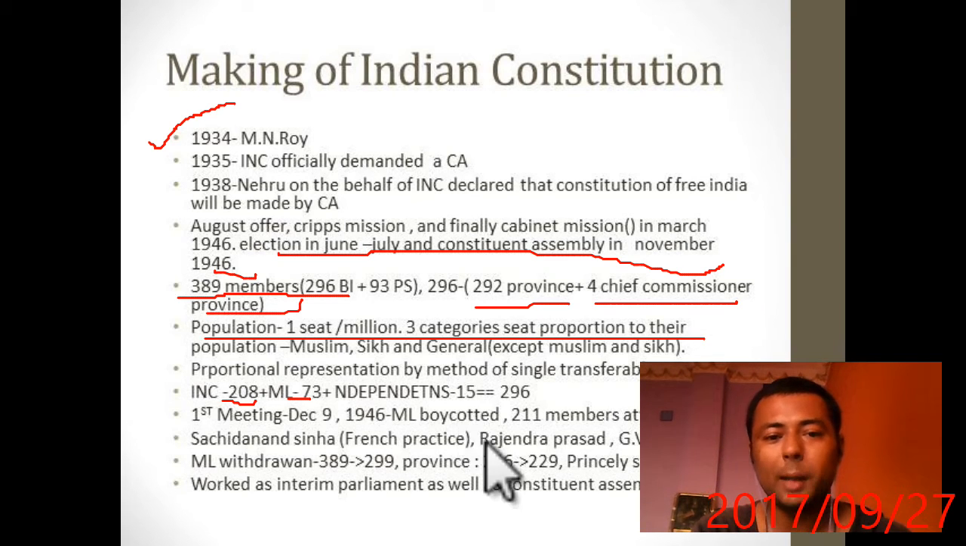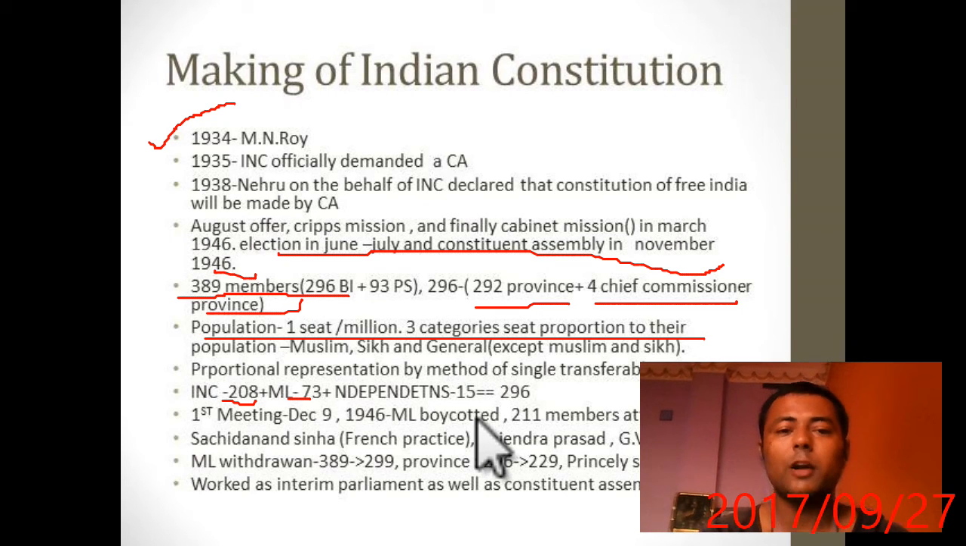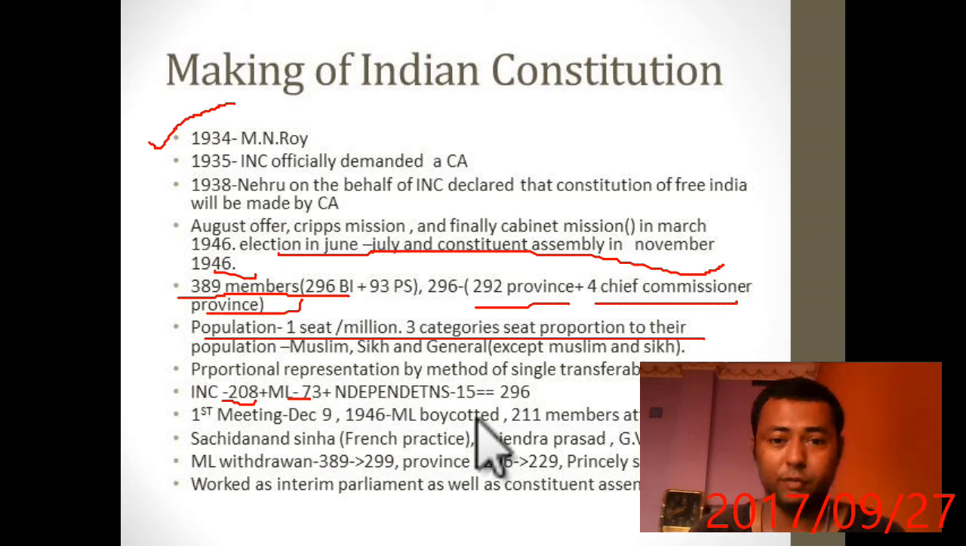So the members who were present in the first meeting were only 280. So what will happen, how will the process go on? We must choose a president. So following the French practice, Dr. Sachchidanand Sinha was chosen as the temporary president.